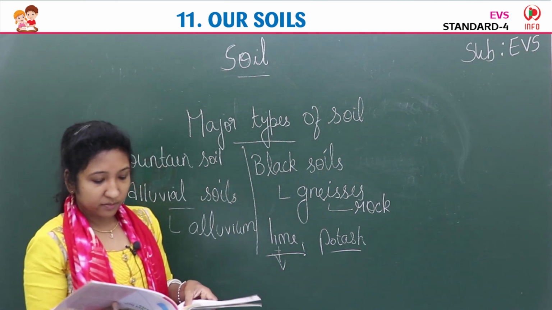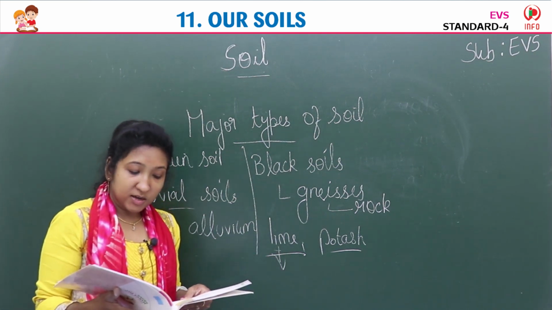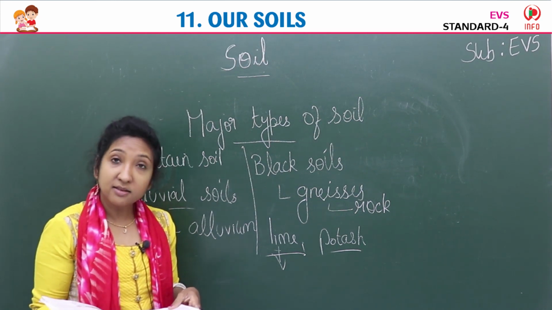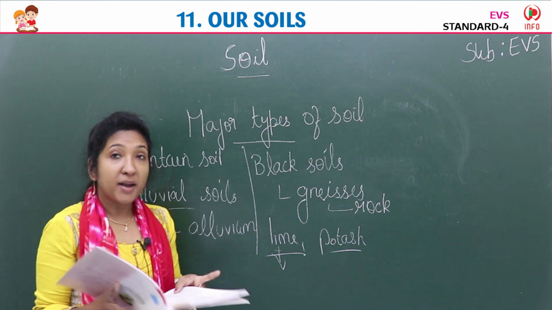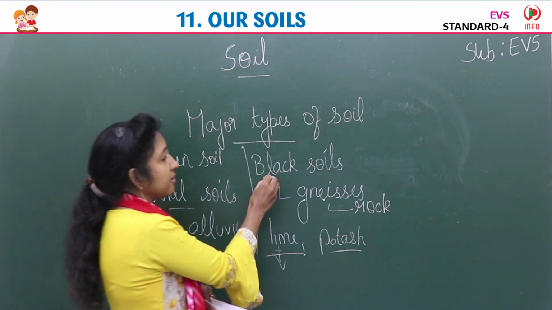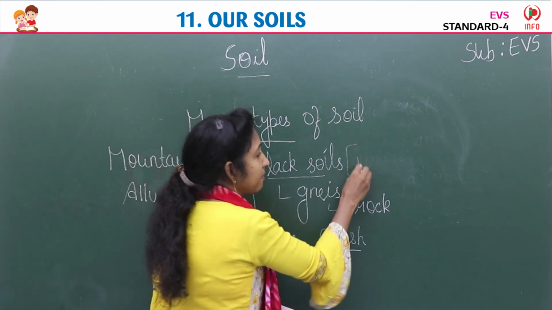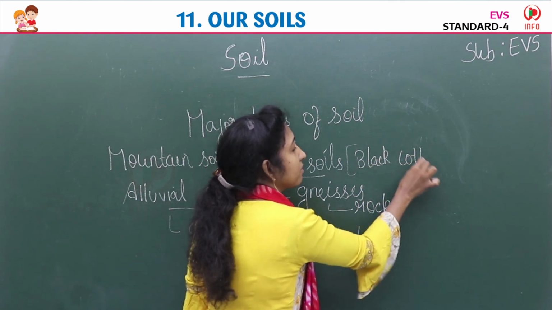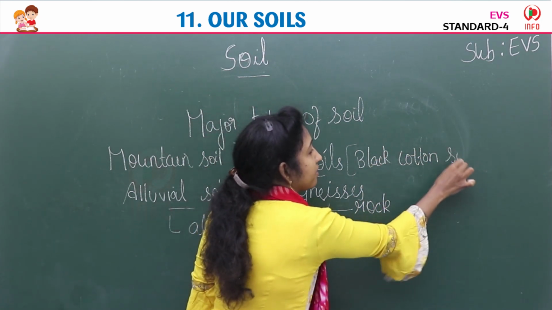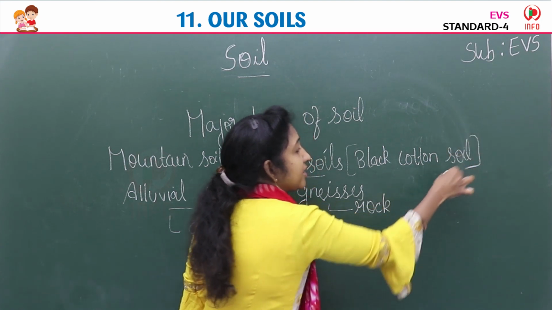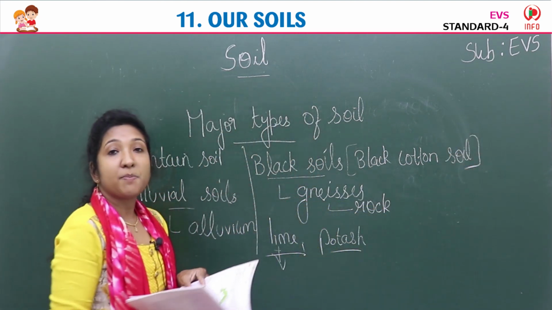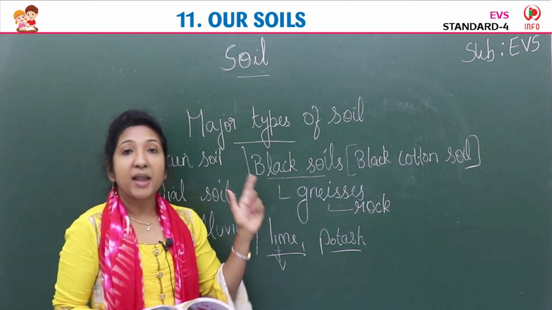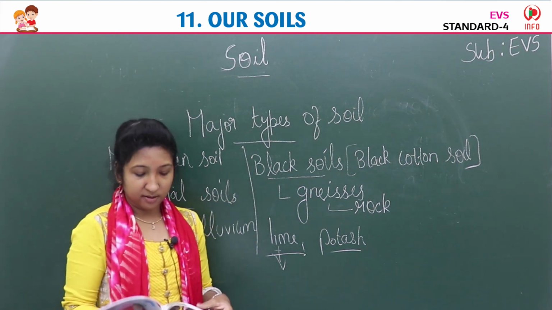This type of soil is specially suited to the cultivation of cotton and hence is sometimes called black cotton soil. Why? This soil is suitable for the best production of cotton. That's why it is called black cotton soil.